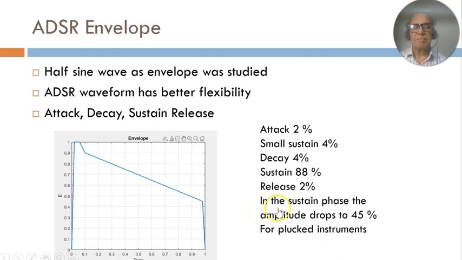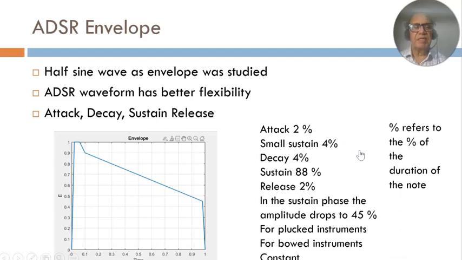And in the sustain phase I have already said the amplitude drops to 45% for a plucked instrument, but for a bowed instrument this is going to be constant. Okay, and when we talk of percentage, I have already clarified, but let me repeat that percentage refers to the percentage of the duration of the note, which in this particular case was 1 second. Alright. Next, the question is, how do we generate this?